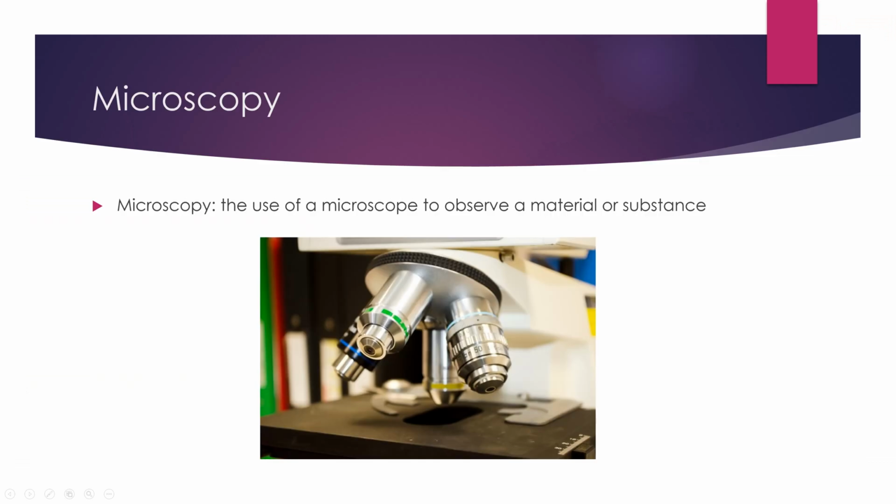In a general sense, what is microscopy? Well, it's simply the use of a microscope to observe a material or a substance. We have an image below of a microscope, and the rounded objects are different lenses of magnification for you to use to observe the sample given.